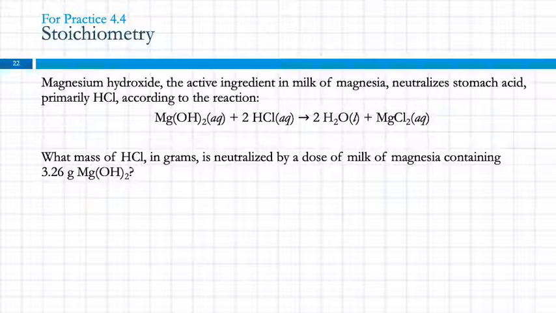So what mass of HCl in grams? That's the question that's being asked, right? So again, I'm going to use my balanced chemical equation to organize the information. What mass of HCl? So question mark under the HCl, and the unit that's requested is grams. And then it says we've got milk of magnesia containing 3.26 grams of magnesium hydroxide. So I'm going to write that under the formula, 3.26 grams.